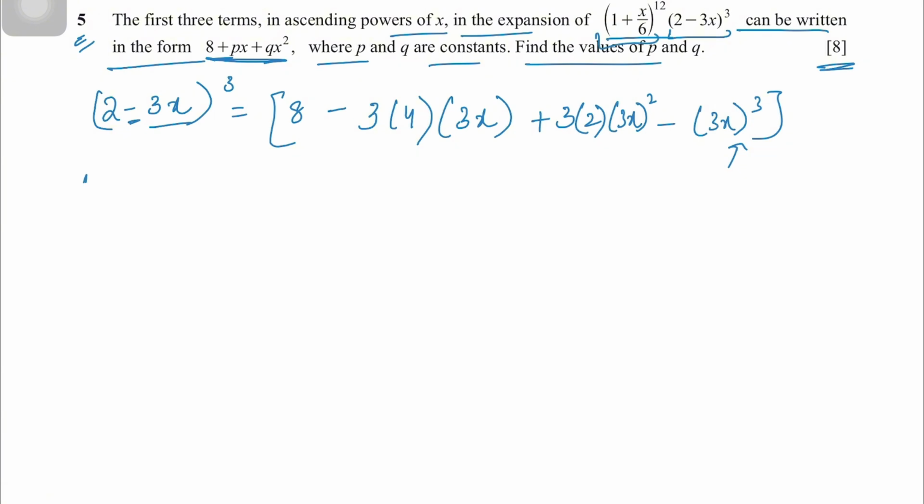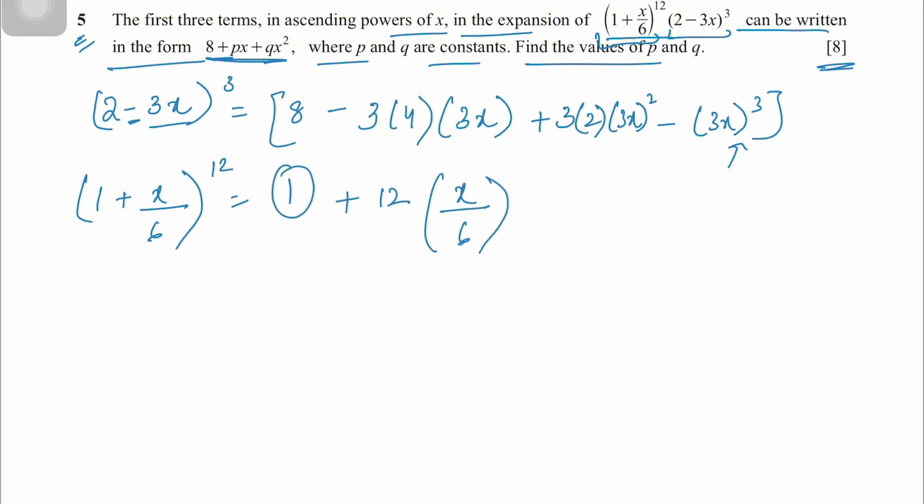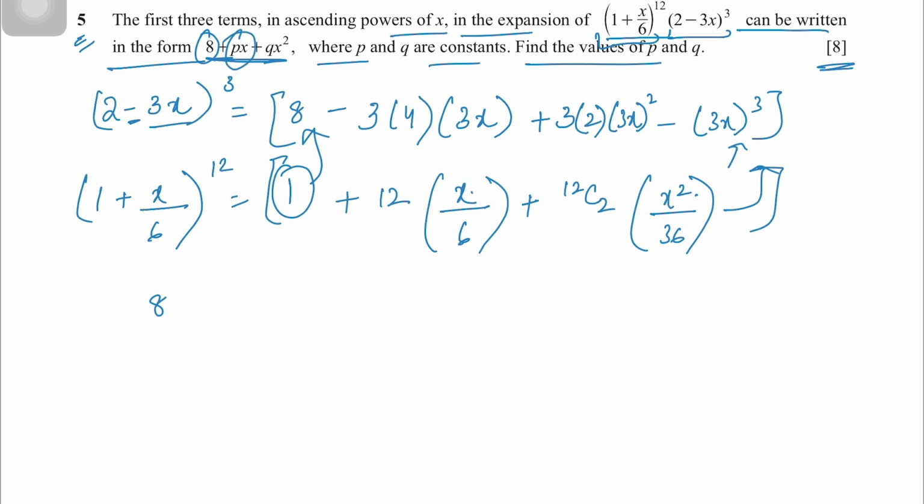Now let's solve this. This would be 1 plus x upon 6 whole power 12. So we have this as 1 plus 12c1, which is 12 basically, and then x over 6. We won't be writing 1 powered anything because 1 to the power of anything is 1 simply. So this would be 12, and then 12c2 x squared over 36, because this x over 6 is squared, so this would be x squared over 36, and then these two would be multiplied. So if we need this 8, this one will be multiplied by 8, so this would be 8. Now we need the x terms.